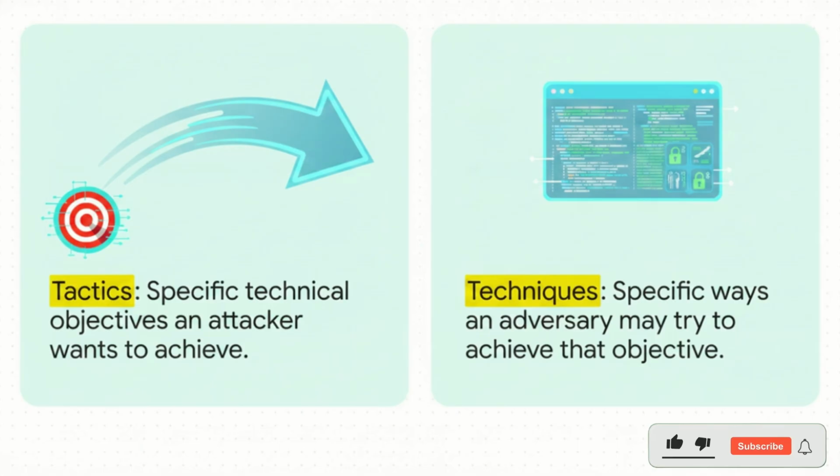A tactic is the what. It's the specific technical objective that an attacker wants to achieve, their overarching goal for that phase of the attack. A technique, on the flip side, is the how. It describes one specific, actionable way an adversary might try to actually pull off that objective. So anchor this in your mind. The tactic is the goal, the technique is the execution.